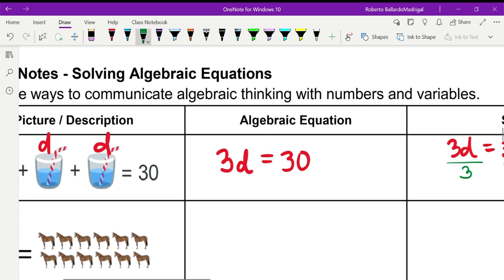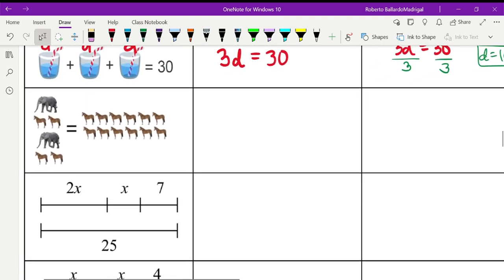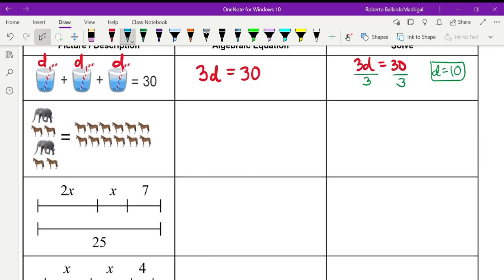Okay? All right, thinking back to the elephant and the horses. We have 2 elephants plus 4 horses, and that's equal to 12 horses. Now in this case, I don't want to have two different variables. Let's just leave it as 2 elephants plus 4. The 4 is going to represent the horses. The 12 is going to represent the horses on the other side of the equal sign.